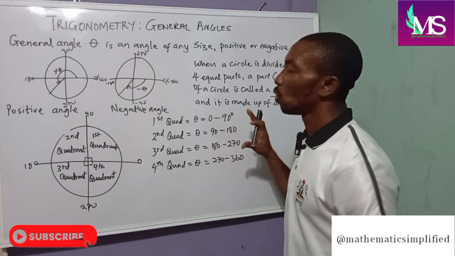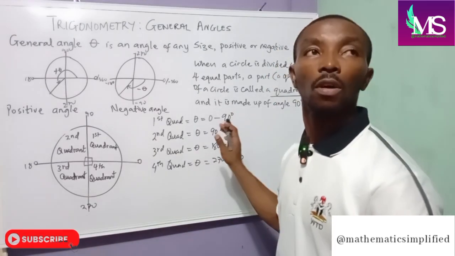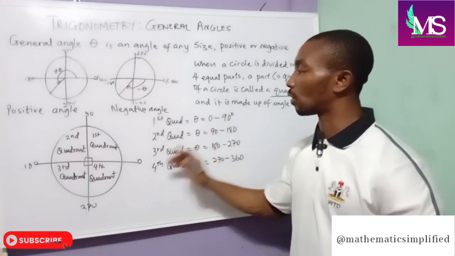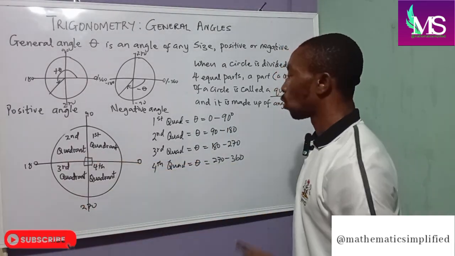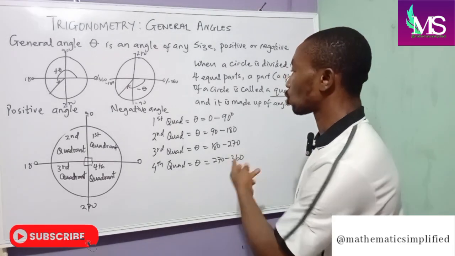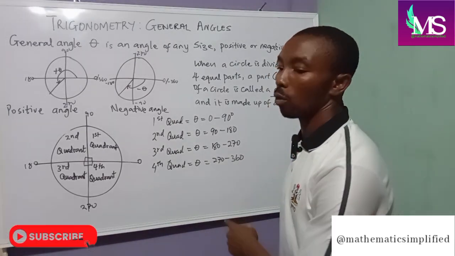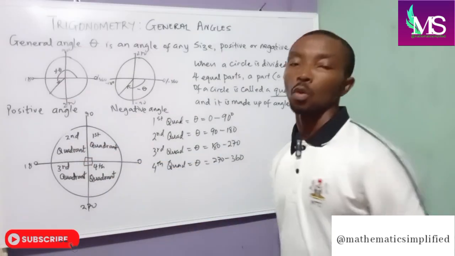Now, this will help us in calculating the acute angles in each of our quadrants in our further study. So stick with us as we explore how to get our acute angles for each of the quadrants.